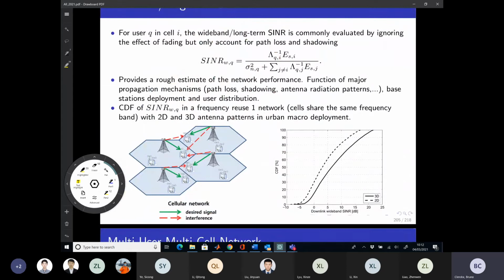So the first thing to do when you look at that is to look at your long-term SINR. This is something you will do in coursework 3, and you get a rough idea of what is your long-term SINR when you take into account the interference, the intercell interference that you have in the network. So you drop 1 user, you drop multiple users, you look at each of those users, and what you only take into account is the long-term, the shadowing and the path loss.